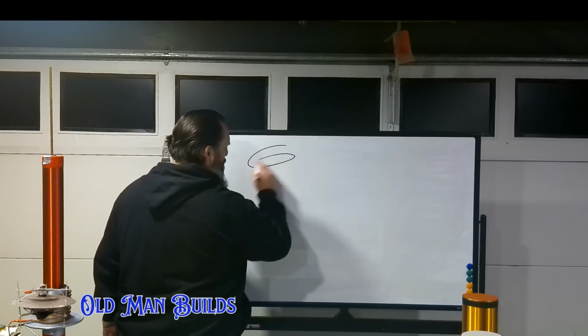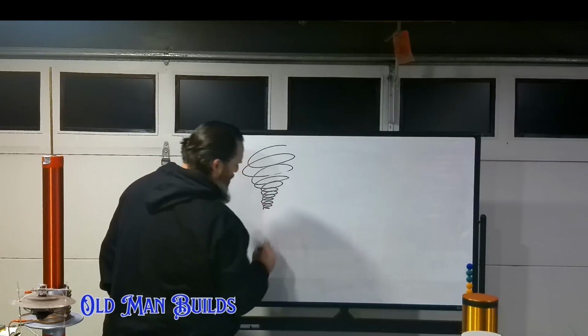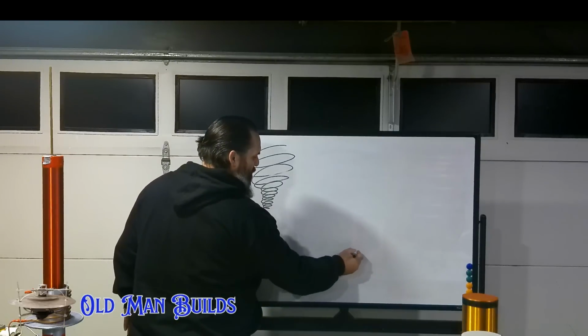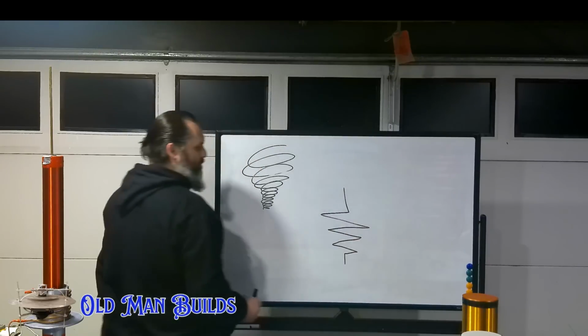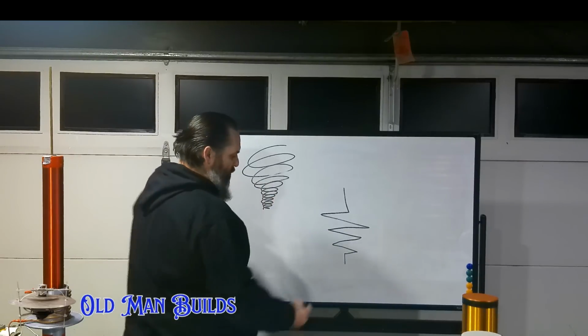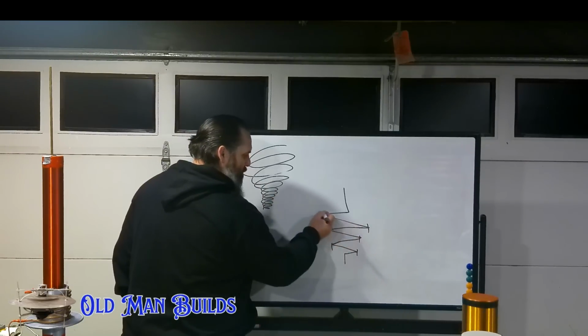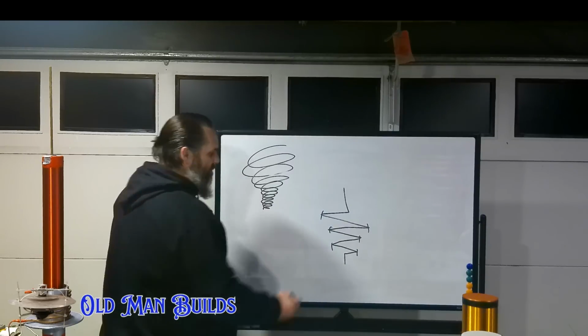Tornado down to a point. The ring of our Tesla coil. They're the same thing. Right here, right here, right here, right here. Now we're getting our octaves. Right here.